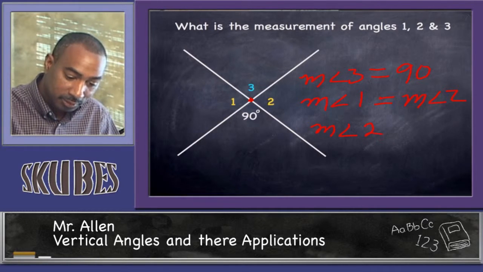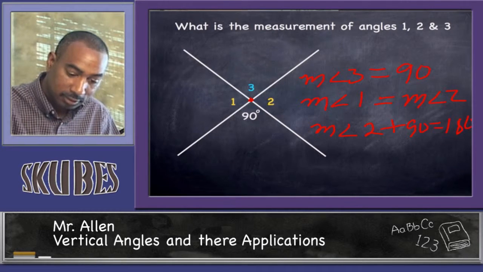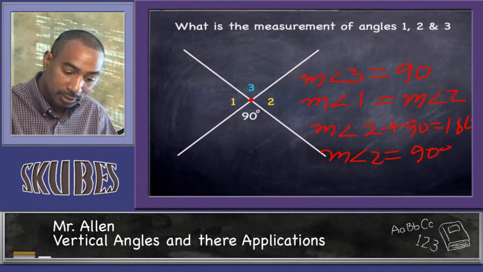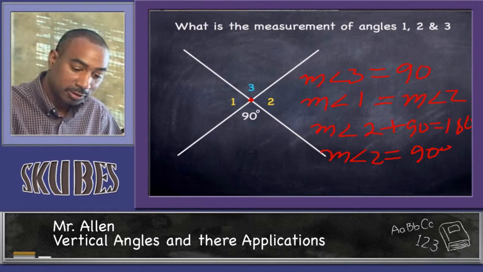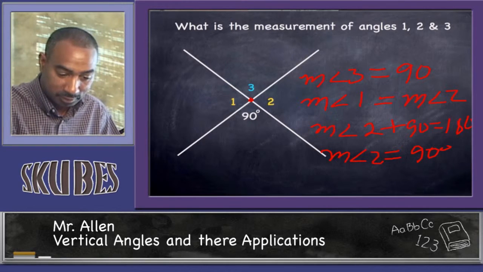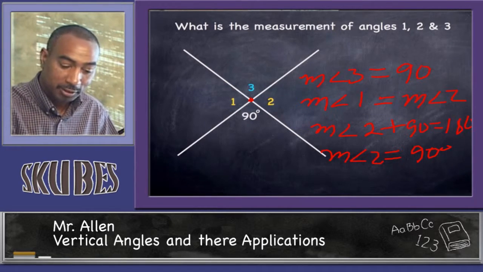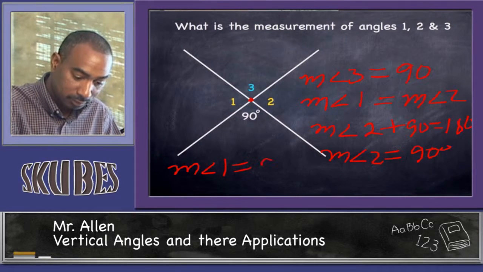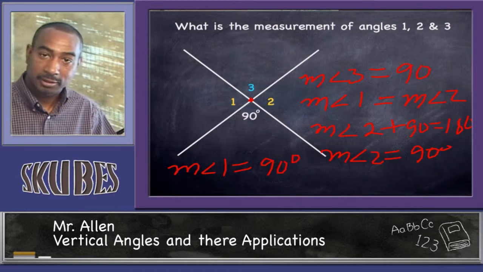What I mean is the measurement of angle 2 plus 90 must equal 180. So that forces the measurement of angle 2 to equal 90 degrees, which is also the measure of angle 1, because the measurement of angle 1 equals the measurement of angle 2. And that concludes the lesson for today.